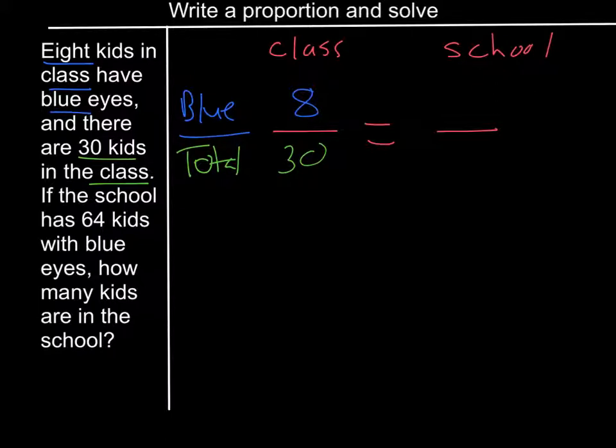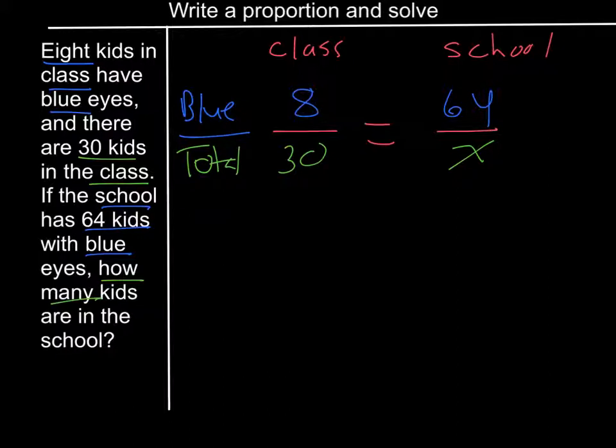And then I come over to the next fraction and I see that it tells me that the school has 64 kids with blue eyes. So that means the 64 needs to go here in the school and the blue eye row. So that's going to be 64. And then the question is, how many kids are in the school? So how many kids total are in the school? That's what we don't know, so that's going to be our variable, x.